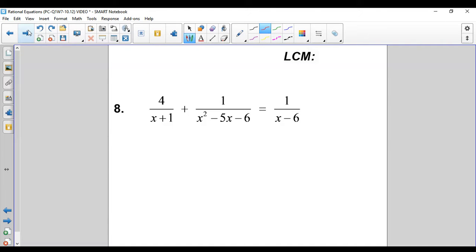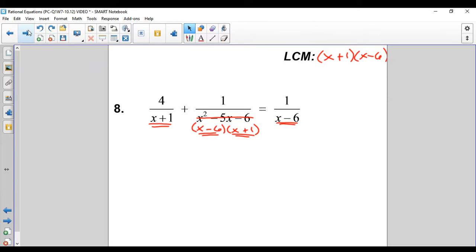Next and last example, just another one for good measure, like the last one. Factor first, but as I mentioned, it's going to factor into what we have. We have an x plus 1, an x minus 6. There's your lowest common multiple. So we have that, multiply everything by it.